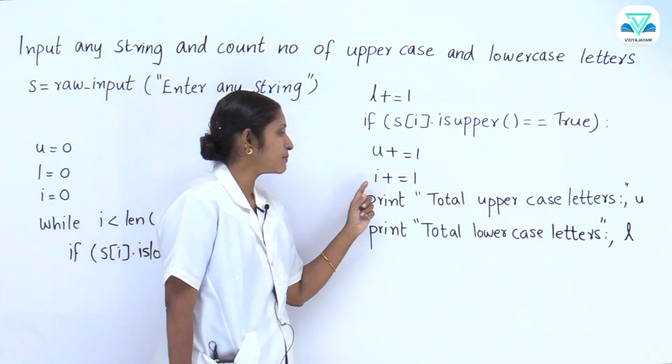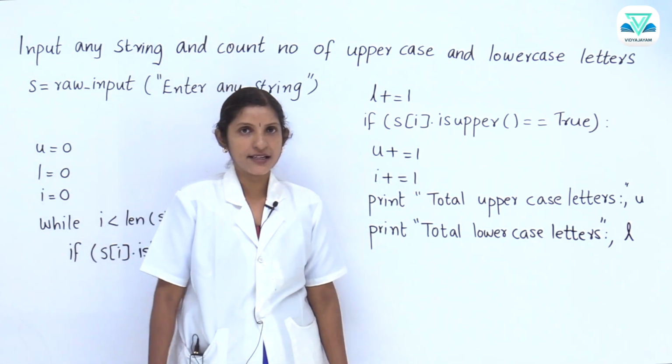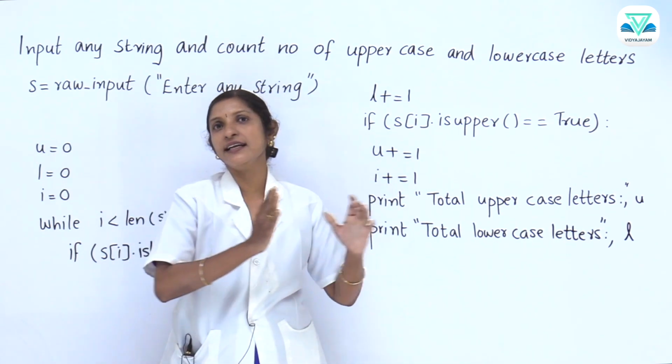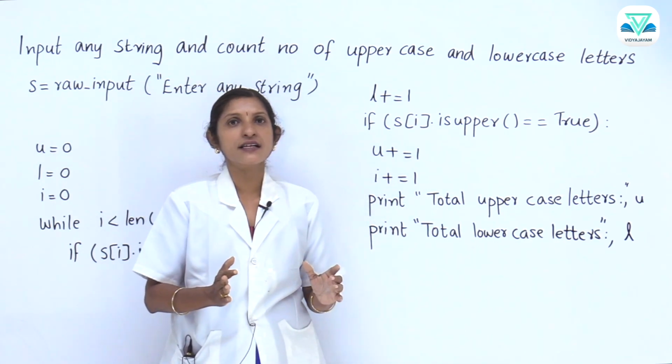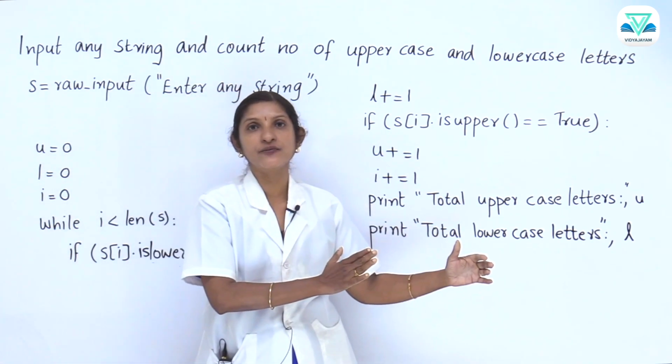Then you have a statement I plus equal to 1. What does that mean? That means each time the index is getting incremented. That is the reason why we are able to check from the 0 index till the end of the string.